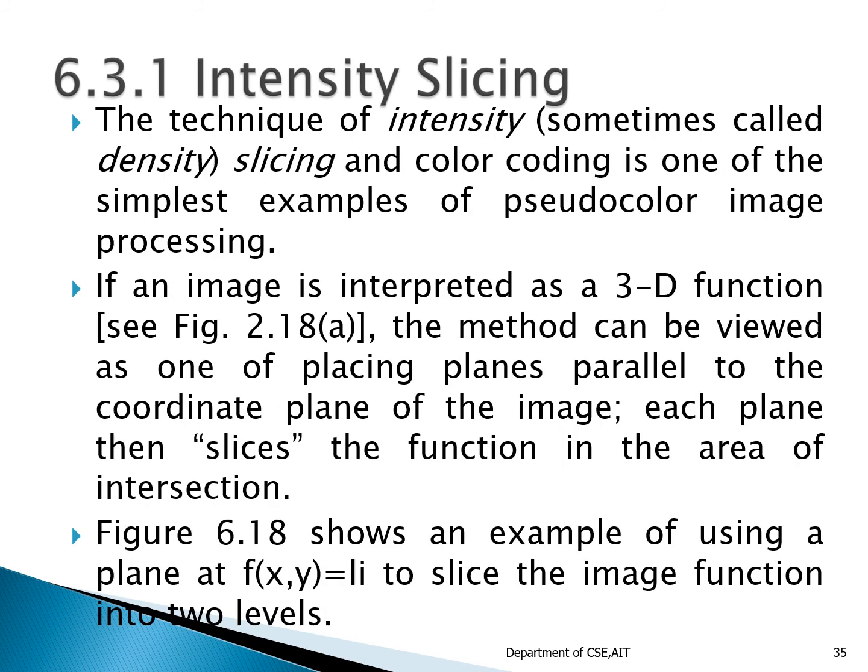Intensity slicing is one technique, and color coding is one of the simplest examples of pseudo-color image processing. If an image is interpreted as a three-dimensional function, then this method can be viewed as placing planes parallel to the coordinate plane of the image. Each plane then slices the function in the area of the intersection. In the next picture, we are going to see an example of using a plane at f(x,y) equal to Li to slice the image function into two levels.